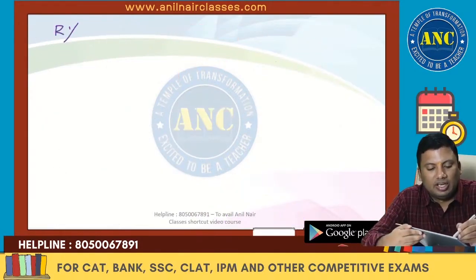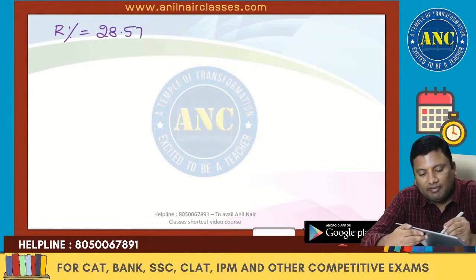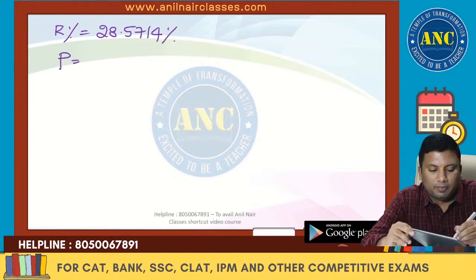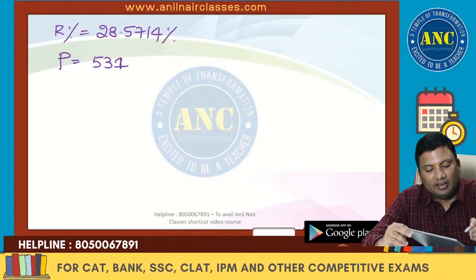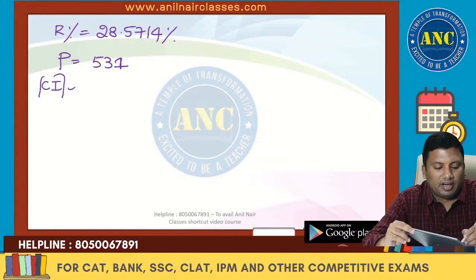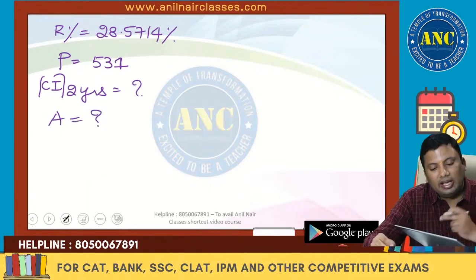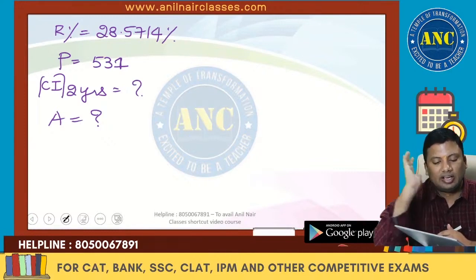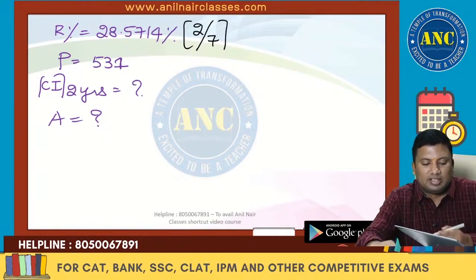R percentage is 28.5714 percentage. Principal is 531. Question: find CI for 2 years, and the amount also. R percentage is 28.5714, which is nothing but 2 by 7.